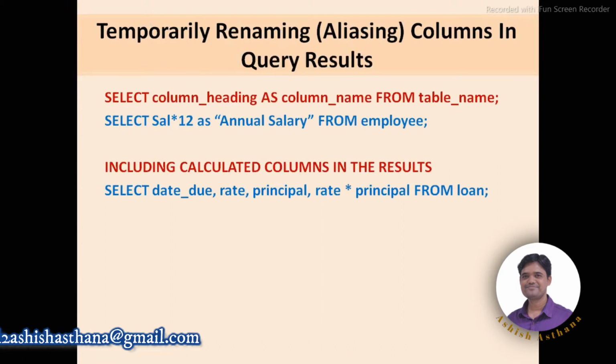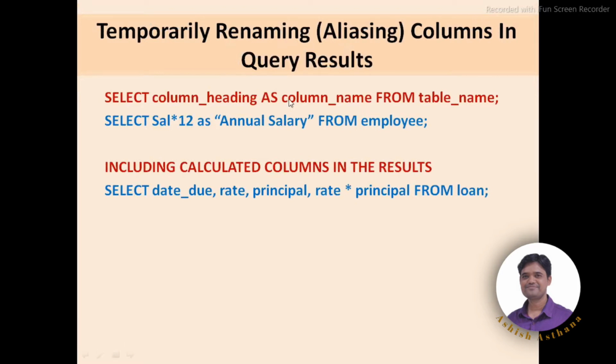How to alias a column name? For this you can use the as keyword. For example, as you can see here, select salary into 12 as annual salary. So here is your temporary label for the column salary multiplied by 12. Using the as keyword you can temporarily assign a column label.